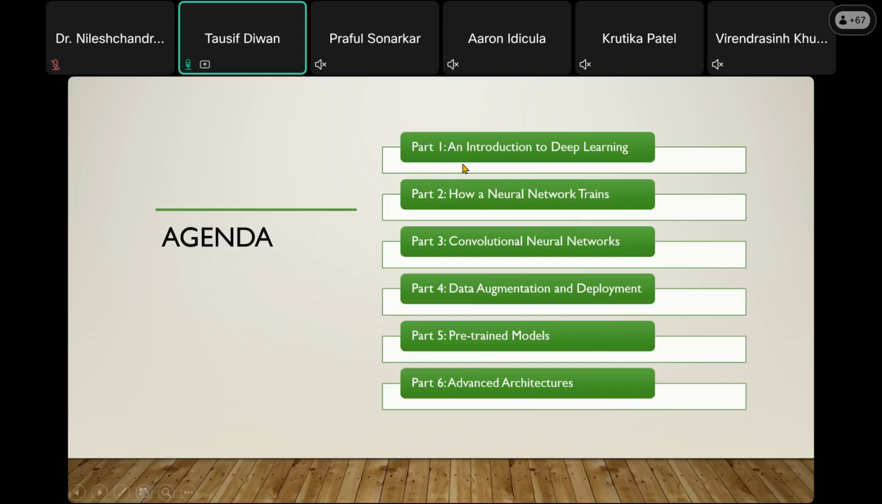This is the total structure of the course. First, an introduction to deep learning. Second, we will see how we can train a neural network. In part 3, we will see how we can train a convolutional neural network. In part 4, we will see data augmentation and deploying the model on the cloud, and what model deployment actually is. Then we will use some pre-trained models, and finally we will see some advanced architectures such as sequence models, basically recurrent neural networks, LSTM, and GRU.